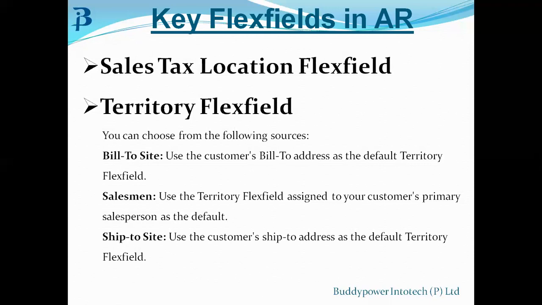The key flex field, without that, your module cannot run. I think in AP, how many are there? In AP, nothing is there, sir. Only GL. In assets, and in AR, without the sales tax location and territory flex field, you cannot do it. So that's what they have given: bill to site, ship to site. With this example, if you keep it in mind and read, you will understand more. Salesman, ship to site. What is ship to site? It is added here.